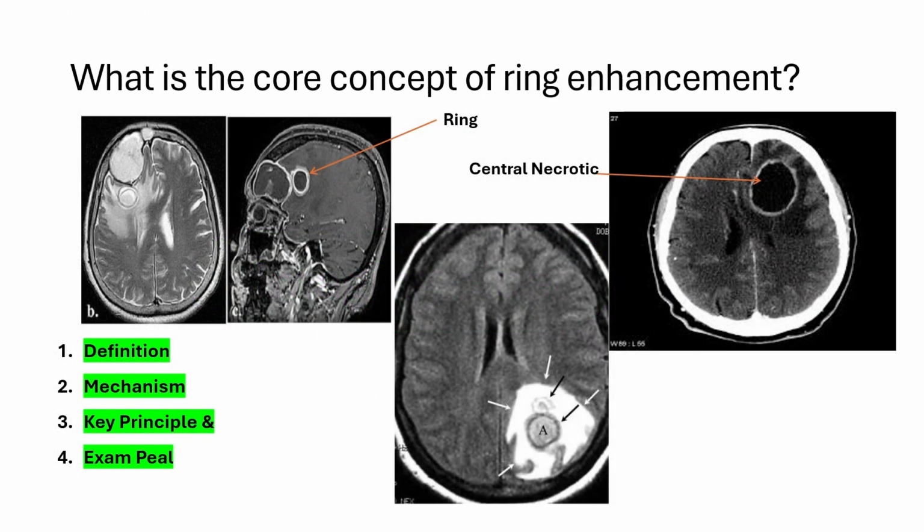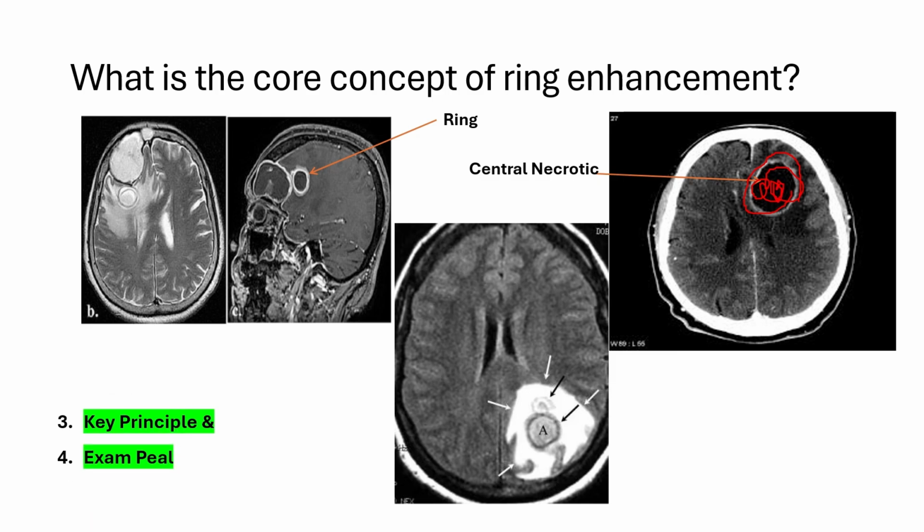Now, what is the core concept of ring enhancement? To know the core concept, we must know the definition, mechanism, and key principle. So, what is the definition of ring enhancement? It refers to the appearance of a bright rim surrounding a central area of low signal intensity or density on contrast enhanced CT and MRI. We can see in this image, this is a peripheral rim enhancing, and this dark one is the central non-enhancing core.